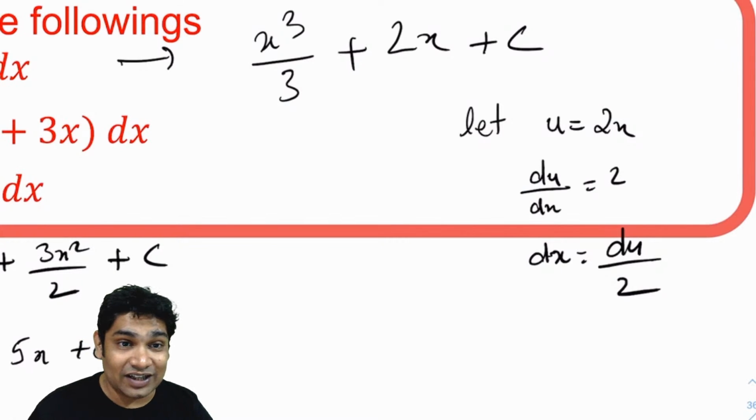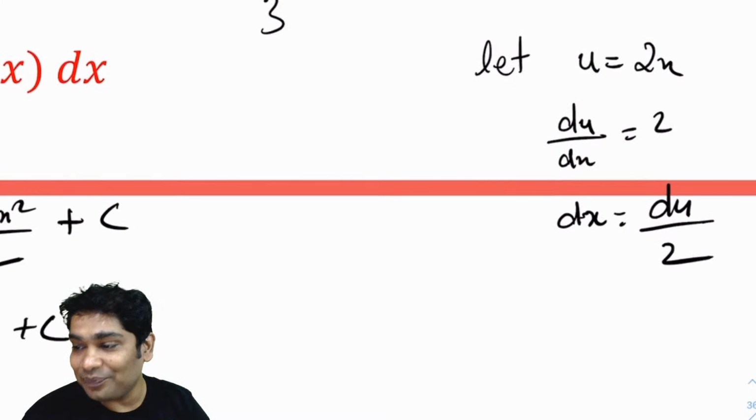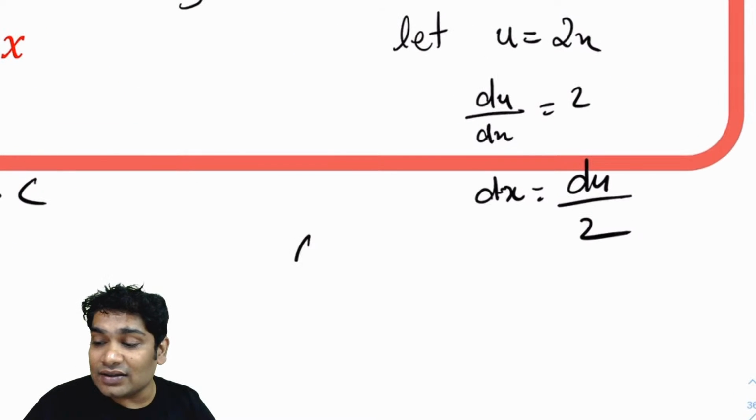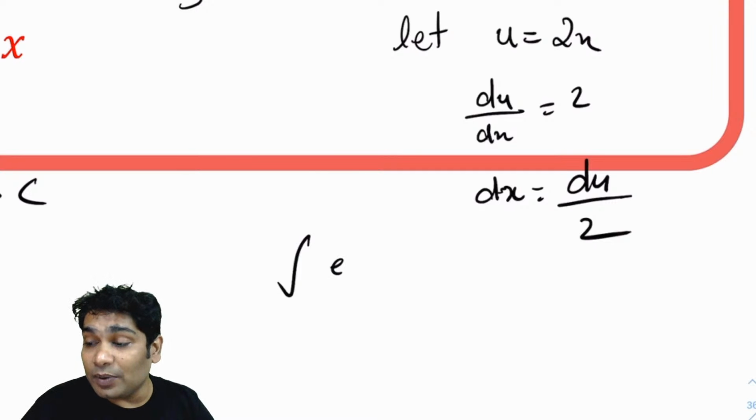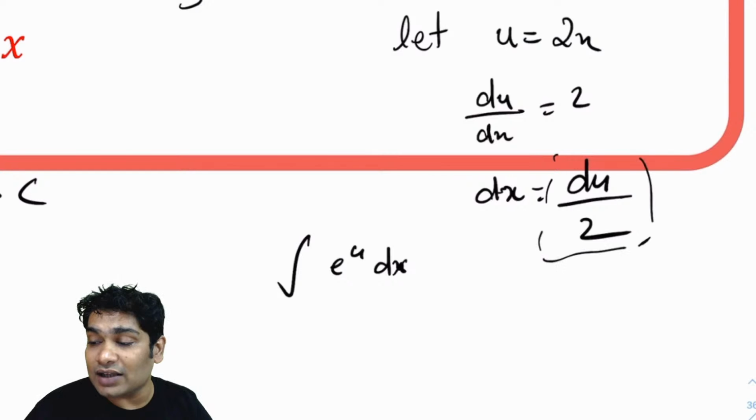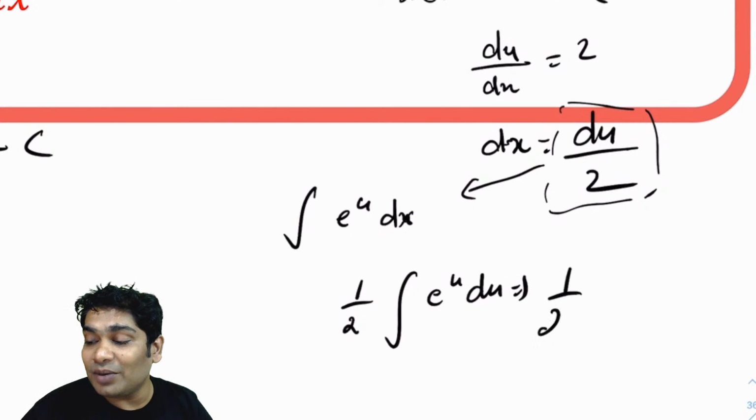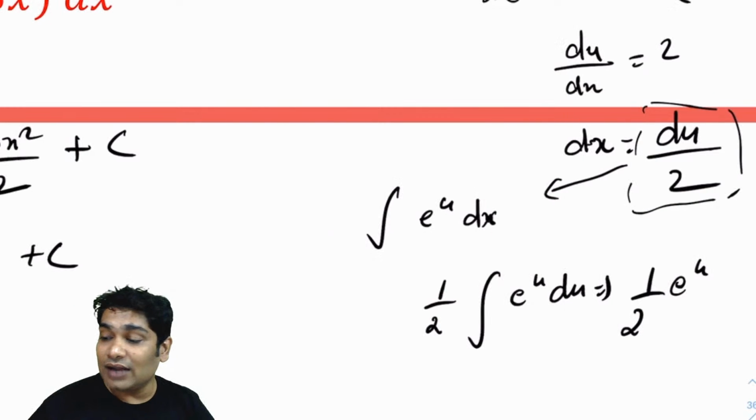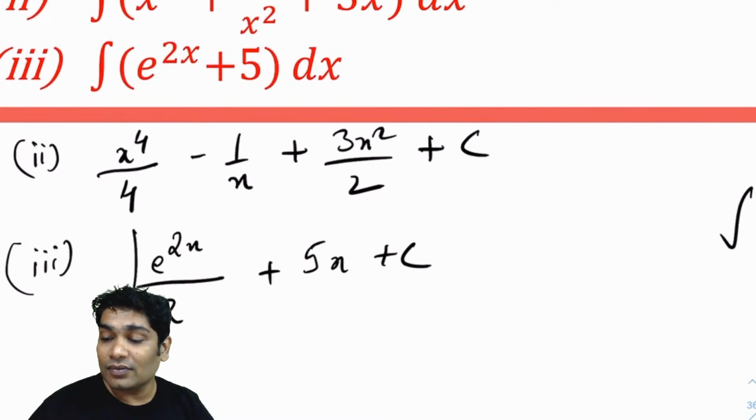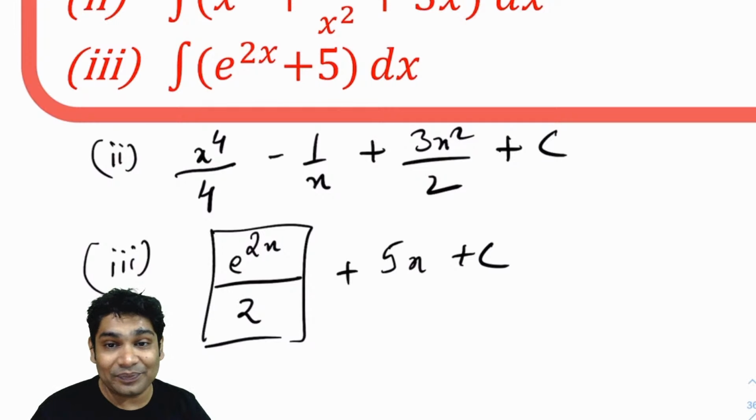Let me go over this third one first, and then I'll explain the second. Wait for it. So now I can write the integration of e to the power u times dx. That is what I'm to find. But I only know the integration of e to the power u if here there was du. So instead of dx, I substitute this. So what do I have? I have 1 over 2 integral of e to the power u times du. So this will give me 1 by 2 e to the power u. That is how I am getting this. That is e to the power u, u being 2x, over 2.